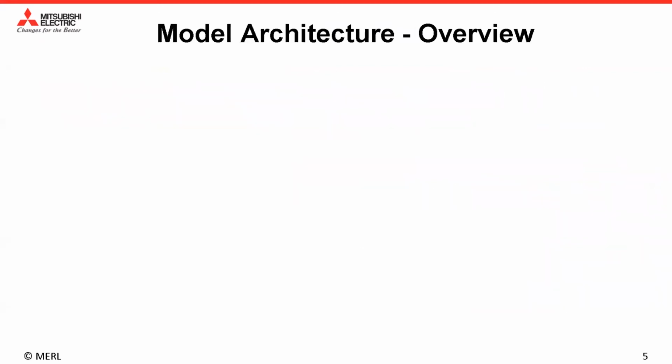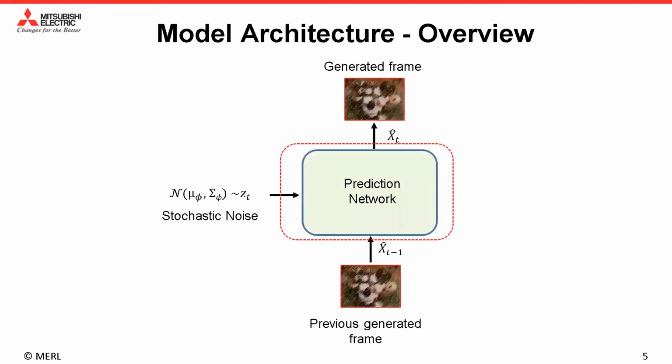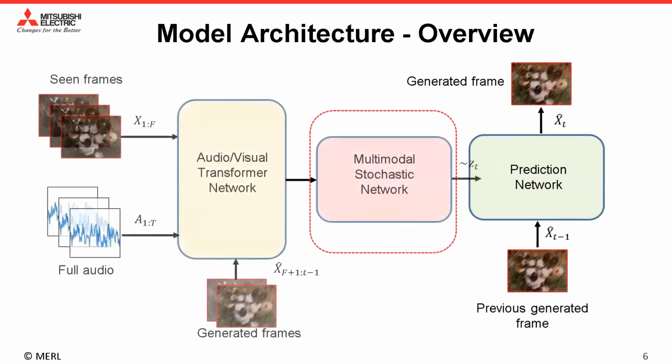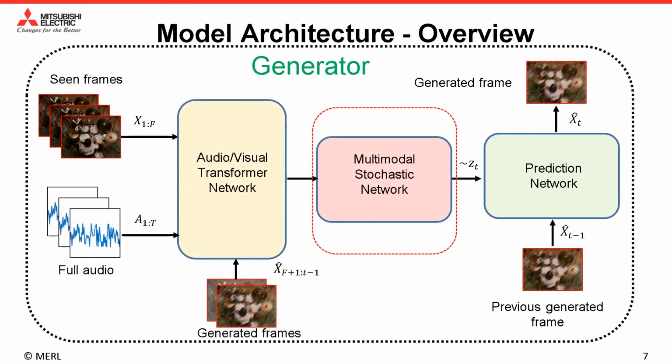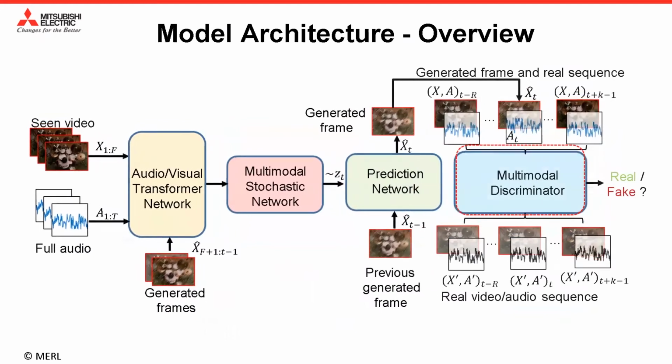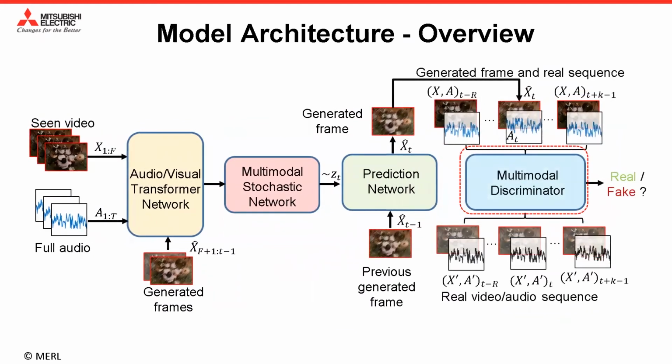Our model consists of the following key components: a prediction network and a multimodal stochastic network. The previous 2 components taken together constitute the generator part of our network. The final component of our model is the multimodal discriminator network. The details of each of these components are introduced subsequently.